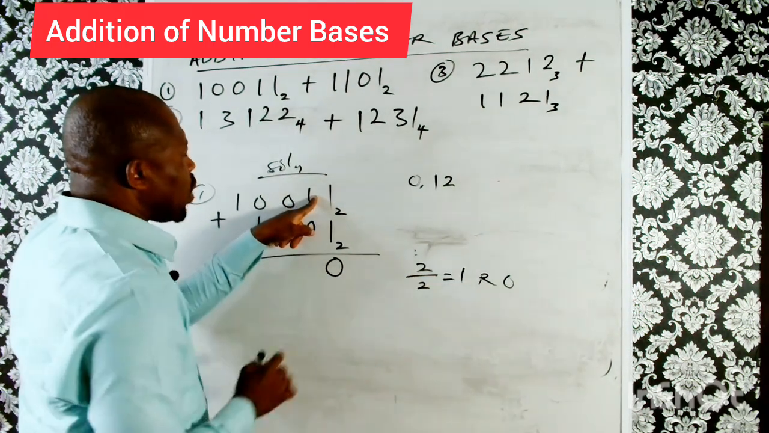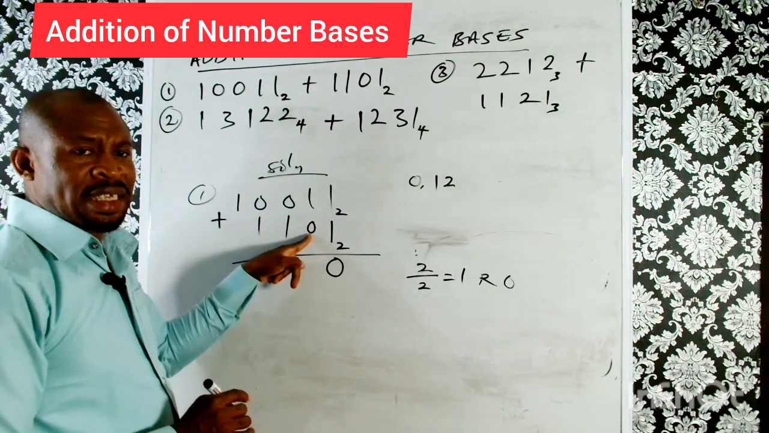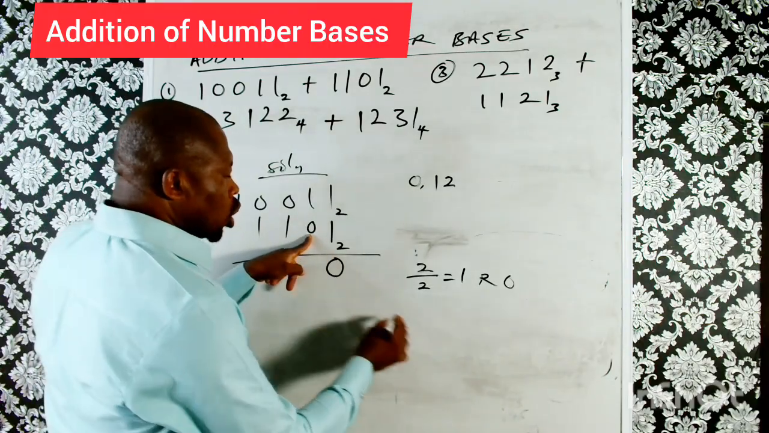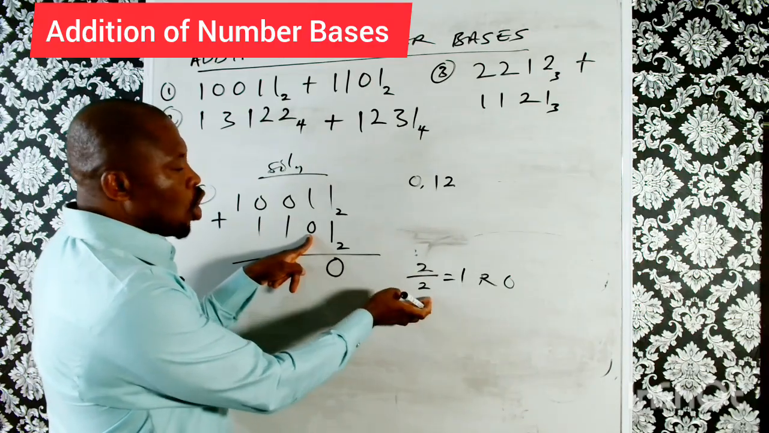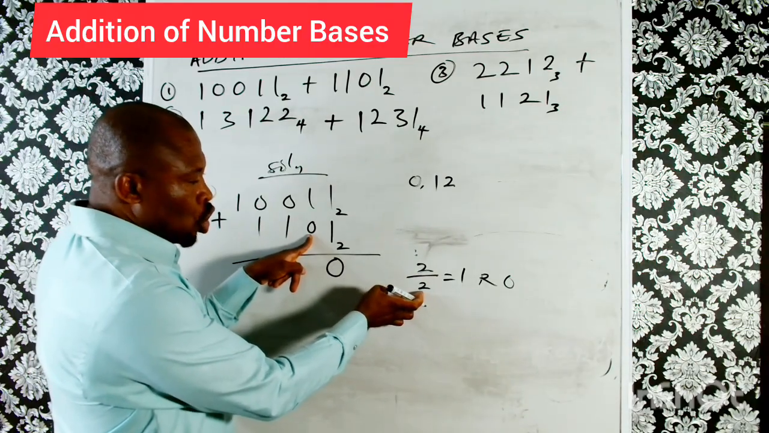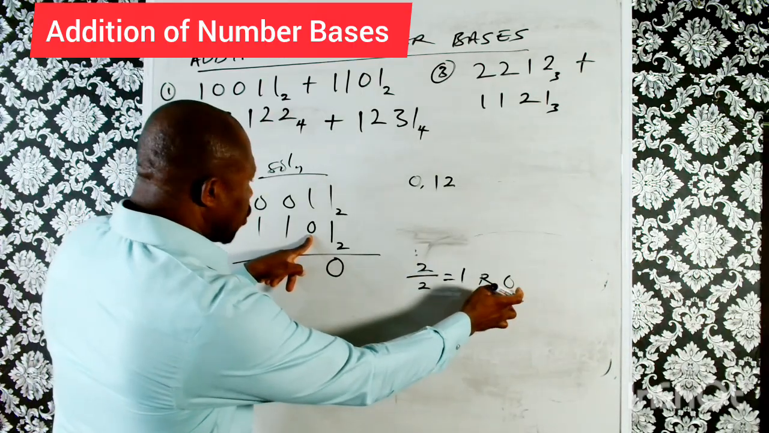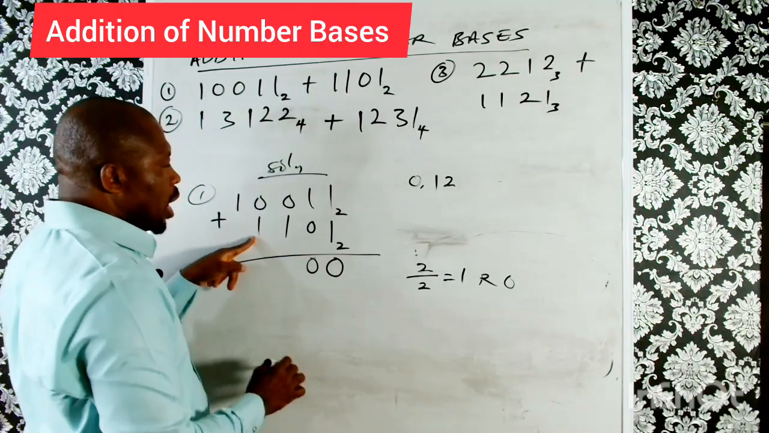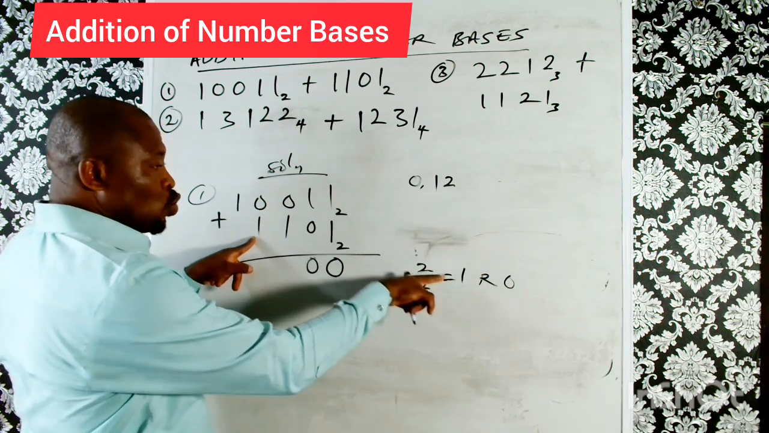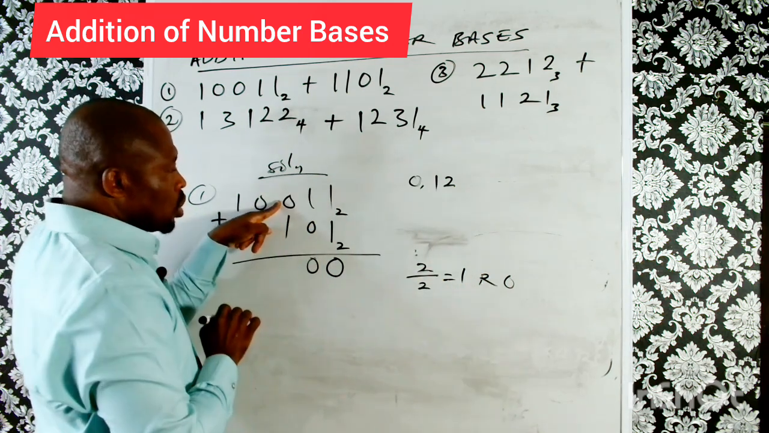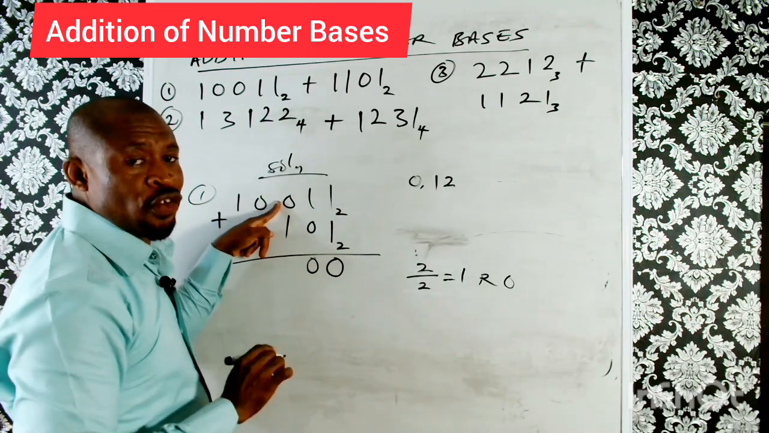So this one we have here, we put it to this one, which is 1 plus 1, 2, plus 0, which will give us 2. Also, 2 divided by that base we're operating with, base 2, is 1, remainder 0. So we write 0 here, carry that 1 that is remaining, and put it to the third one here, which is 1 plus this, which will also give us 2.